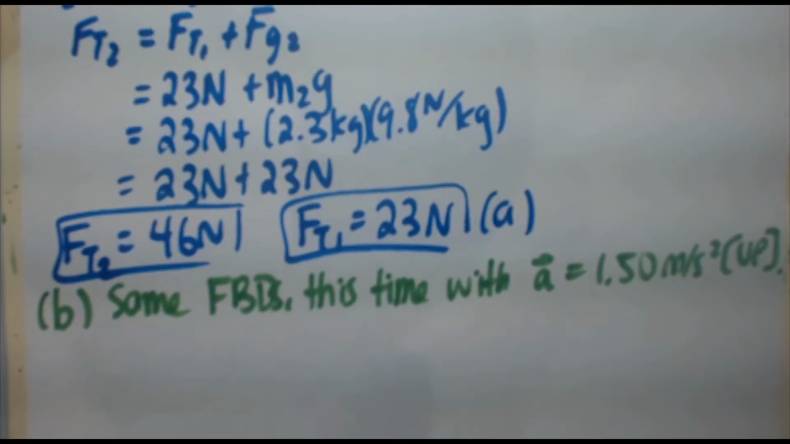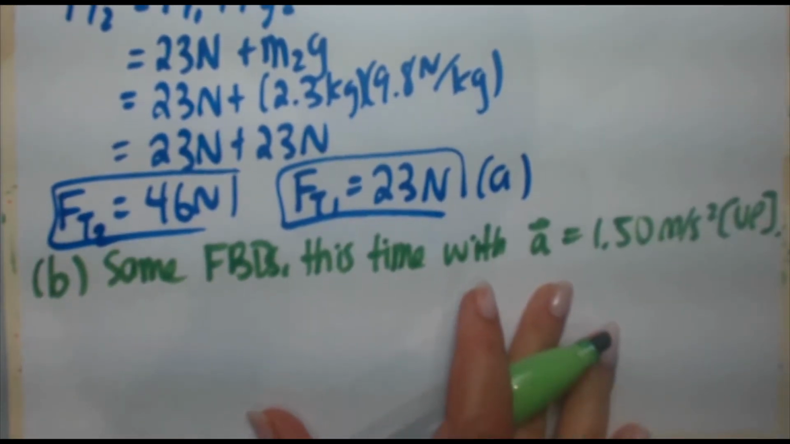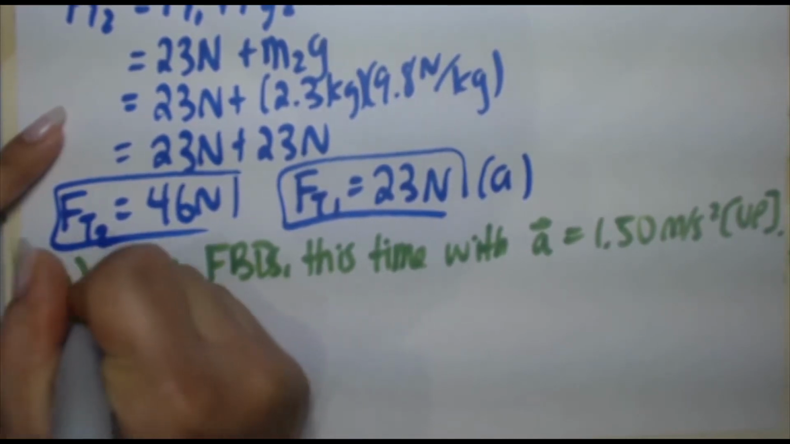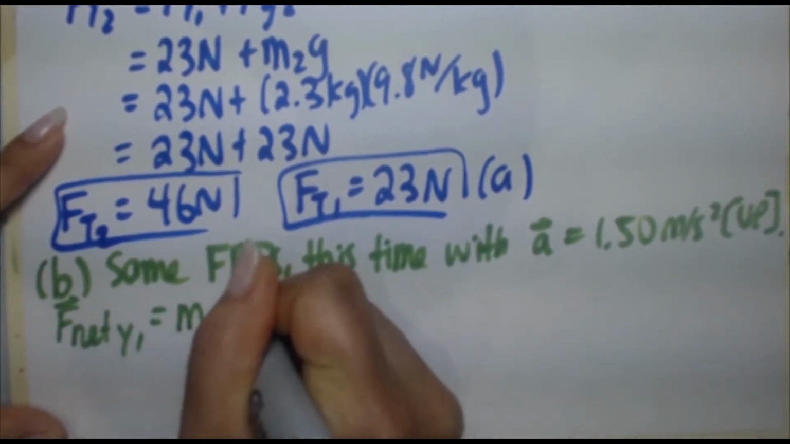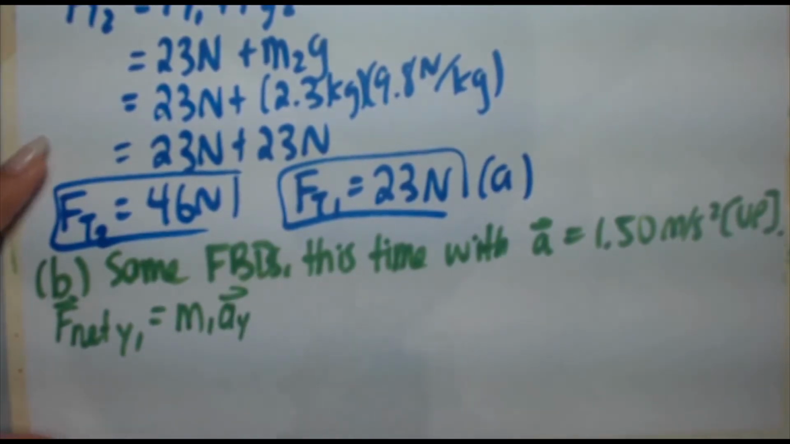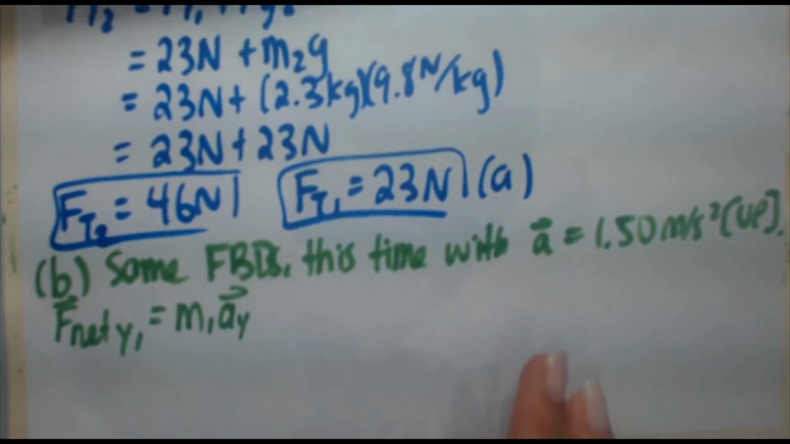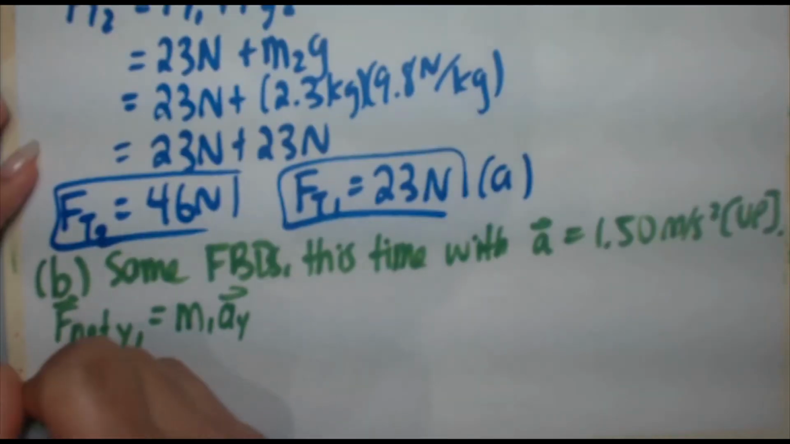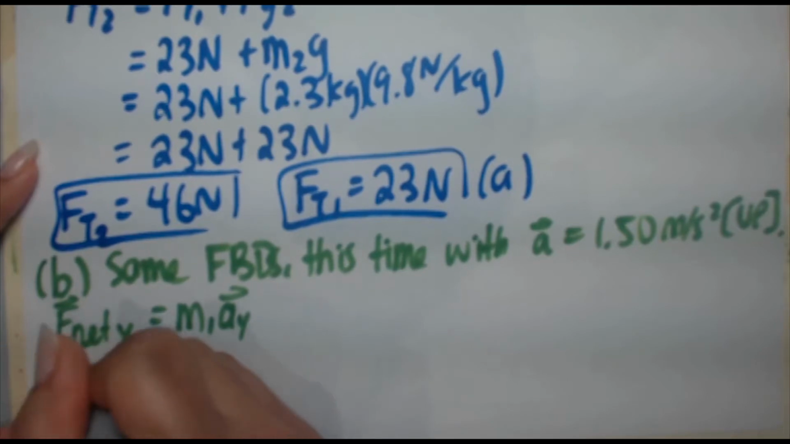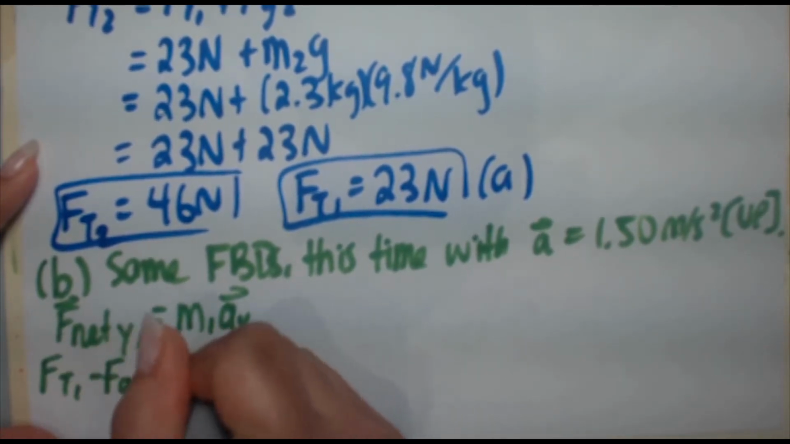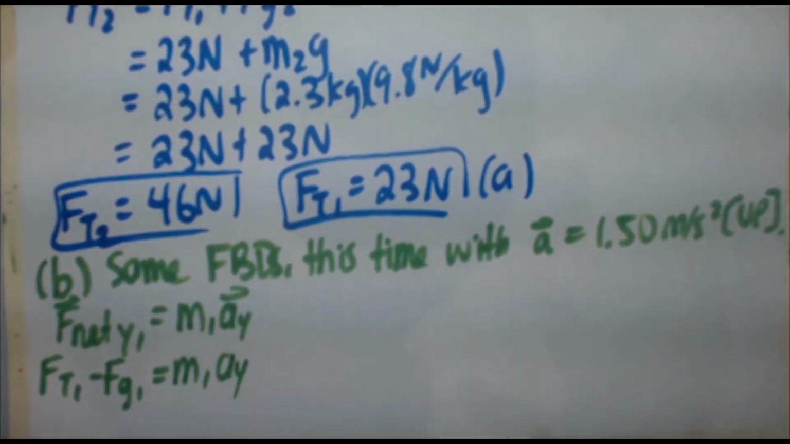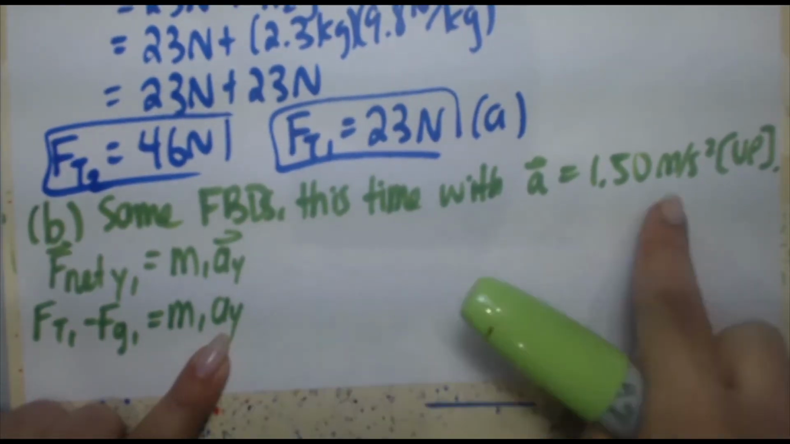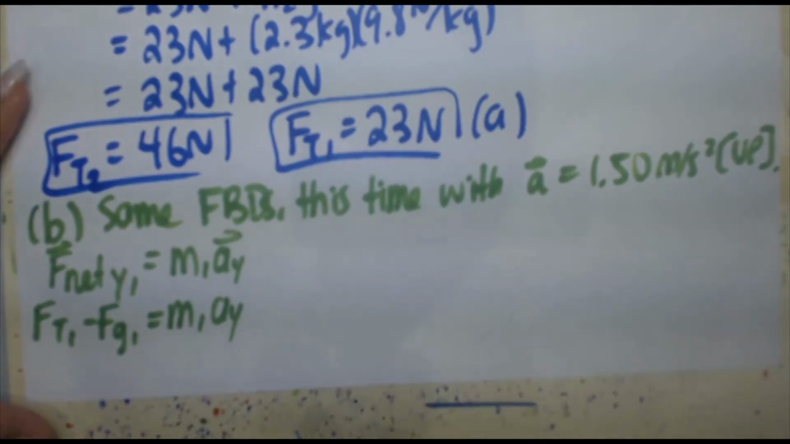Okay, so we're going to solve it like this. Now, I'm going to start with object 1 again because that's the simpler one. So F net Y1 is equal to M1 AY. Okay, again, if you look at object 1, you've got tension minus Fg1. So you do Ft1 minus Fg1 equals M1 AY. The only difference between the previous step and this one is that here we don't set AY equal to 0. We just set it equal to 1.5. That's it. That's the only difference.